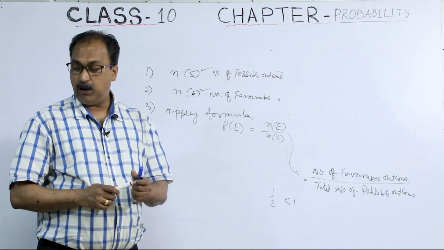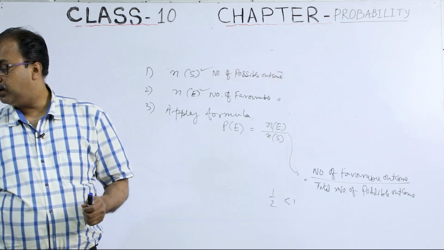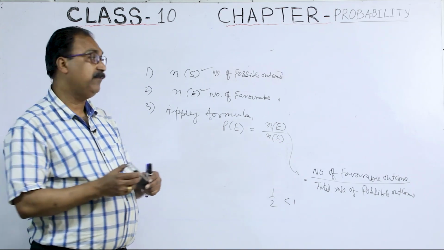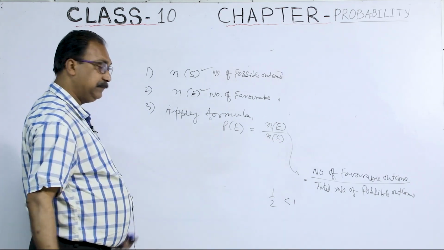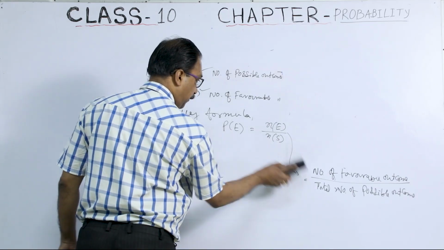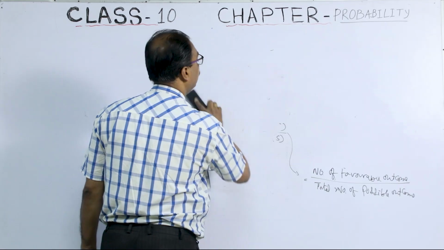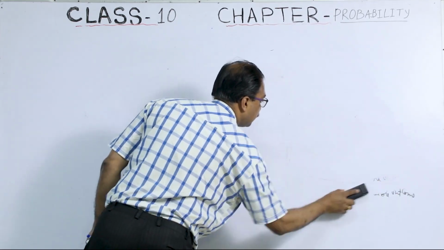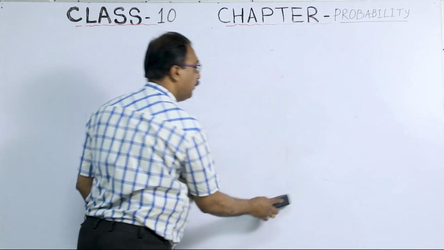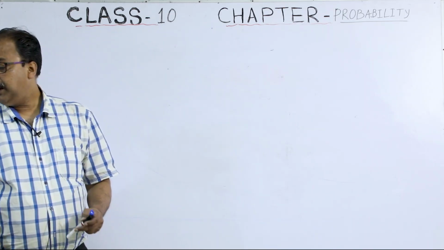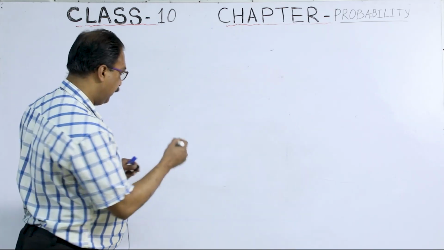Clear? Now what is a complementary event? You understood this part? Then apply this formula. What is the complementary part? Complementary part means, I'll show you something, look here. Let E be a complementary event, okay?